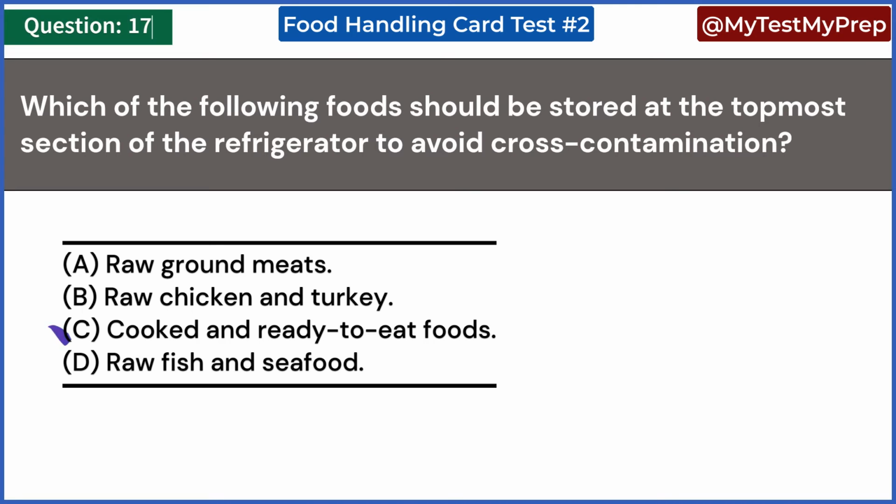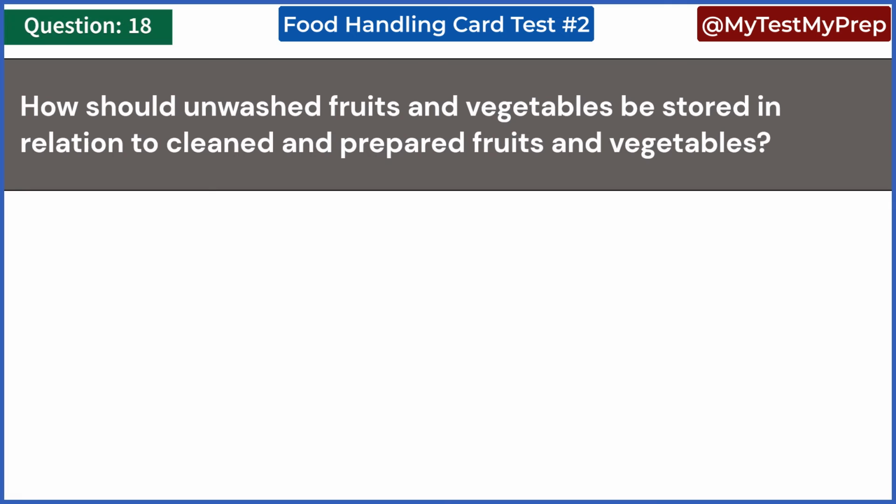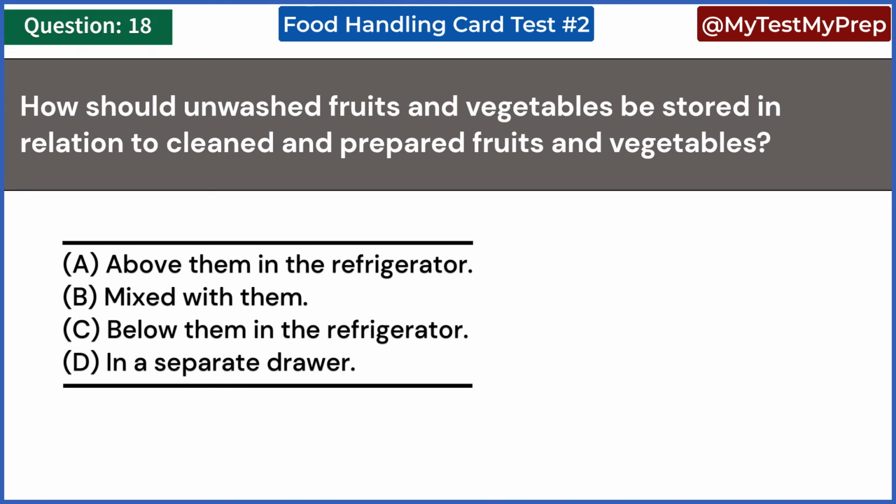Answer C. Cooked and ready-to-eat foods. How should unwashed fruits and vegetables be stored in relation to cleaned and prepared fruits and vegetables? A. Above them in the refrigerator. B. Mixed with them. C. Below them in the refrigerator. D. In a separate drawer.